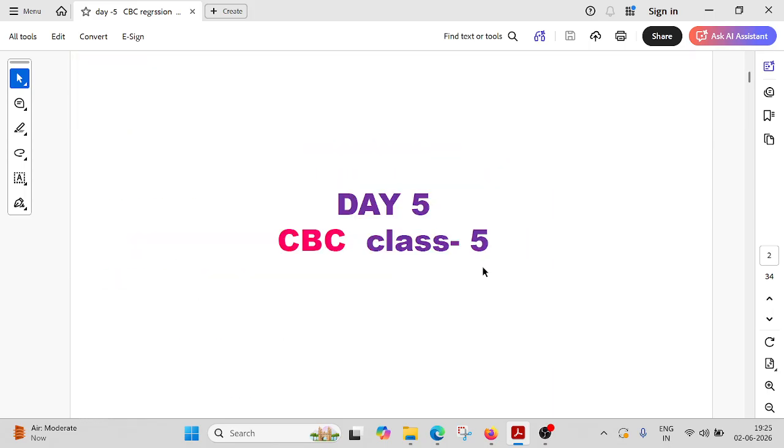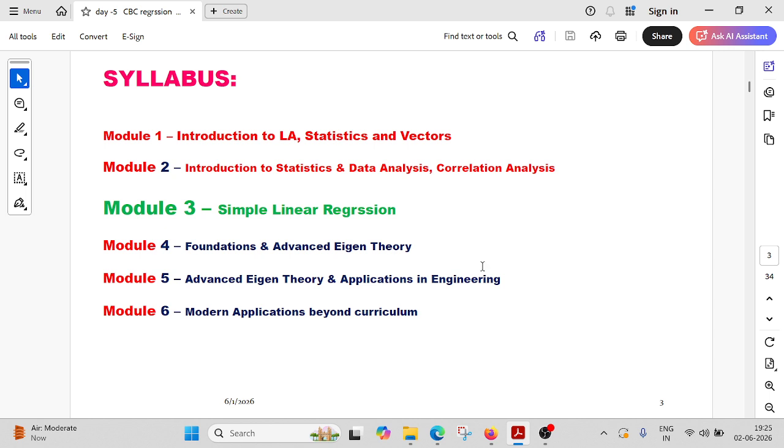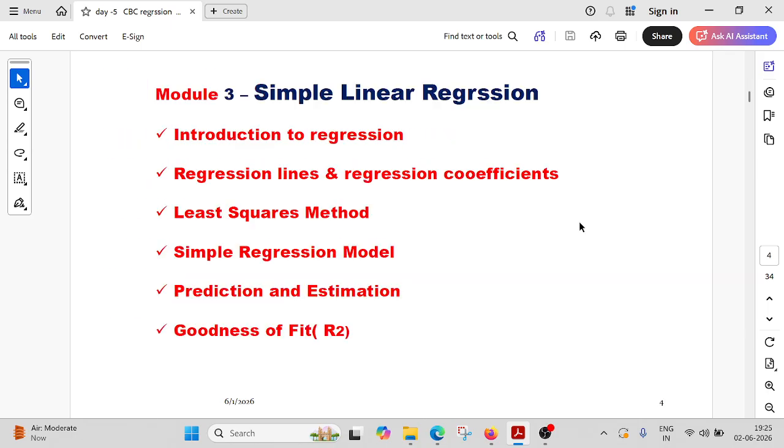Yesterday in class, we discussed regression, right? The same we are going to continue here with the problems. Now we are in Module 3, simple linear regression. We can recap the contents of Module 3: introduction to regression, regression lines and regression coefficients, least square method, simple regression model, prediction and estimation, goodness of fit, R square, right?